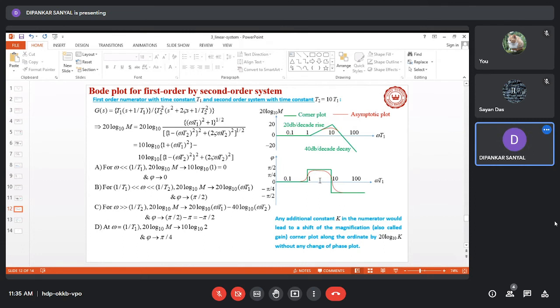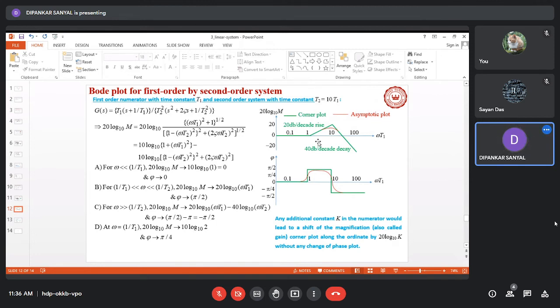And because of the pull of the interaction of the first order and second order, this won't remain a horizontal nature. This would be a slightly falling shape, etc. And if we make suitable note of that, we can interpolate the asymptotic plot by making good use of the corner plot. So that is what I have tried to say.